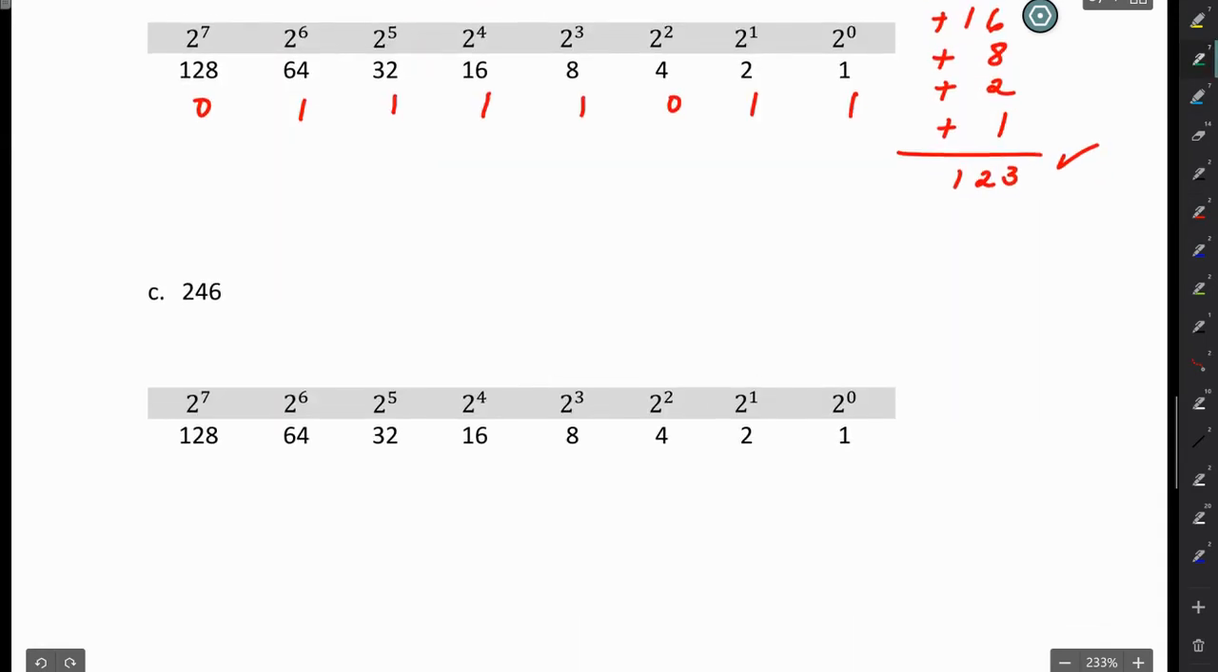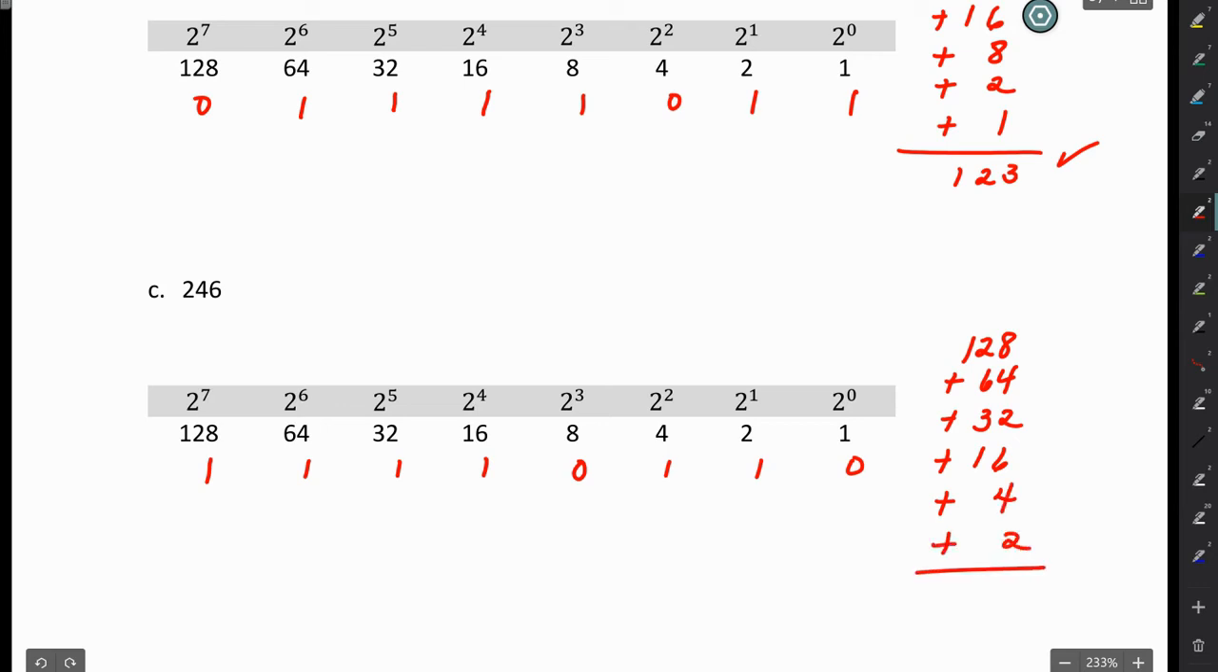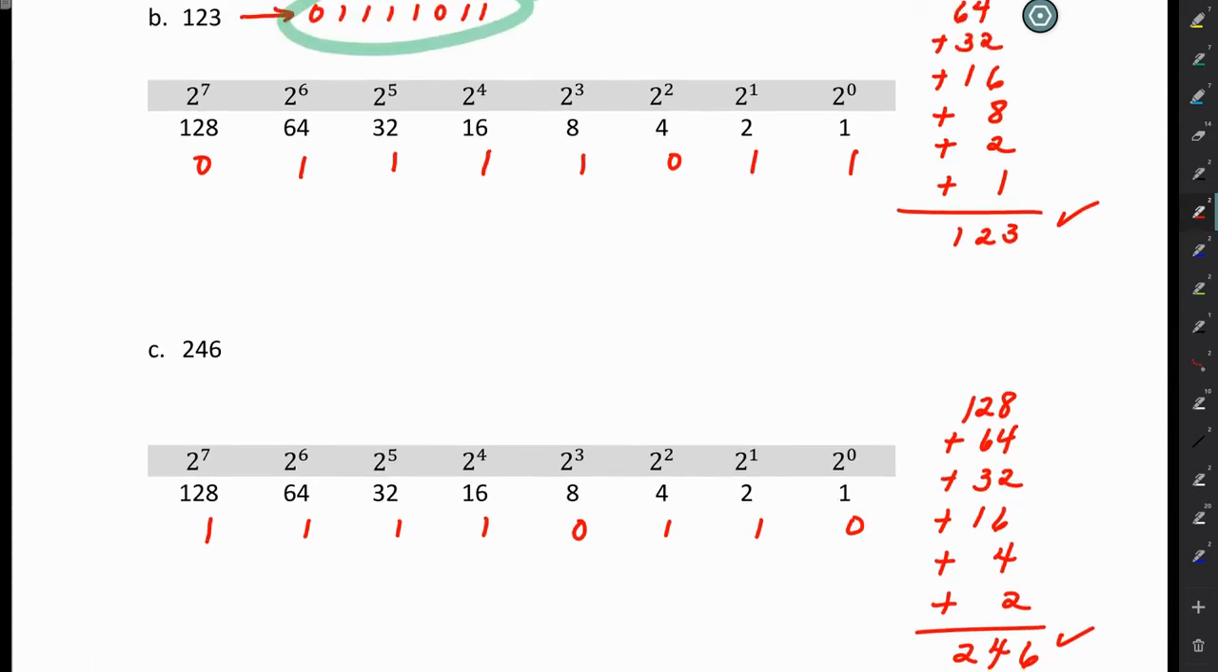Let's try another one. I'm going to turn the first 4 numbers here on. I'm going to turn 8 off, 4 on, 2 on, and 1 off. Let's double check ourselves. We get 246. So this binary number is going to be 4 ones, a 0, 2 ones, and a 0.